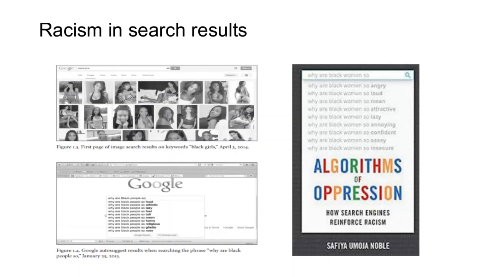But another thing that she was looking at as well was the search suggestions. You can see here two examples of search suggestions that she is talking about. There's "Why are black people so?" and then Google auto suggests the next term based on types of searches that are done by Google users. And the one on the front cover of the book is "Why are black women so?" and then there's a range of words suggested. So what we see here is the Google auto suggest picking up these stereotypes, biases, racist attitudes, and so on of its user base.